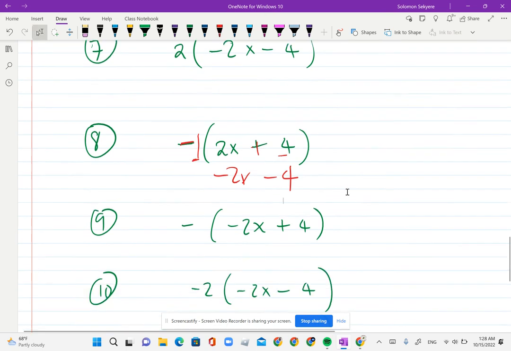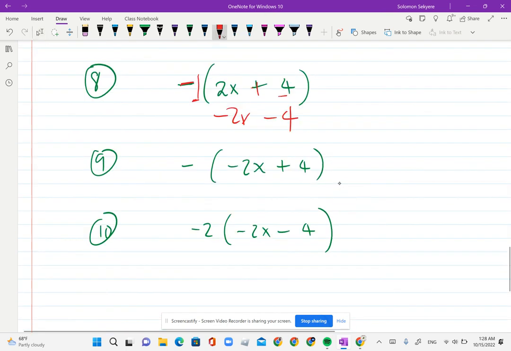The same thing over here. There is a 1 there, we don't write it. So it's negative 1 times negative 2x. What did I say? Negative times negative is positive, so this is 2x. And then negative 1 times positive 4 becomes negative 4. You got the rule? You've got it down? Okay.